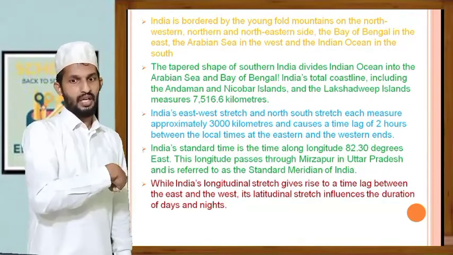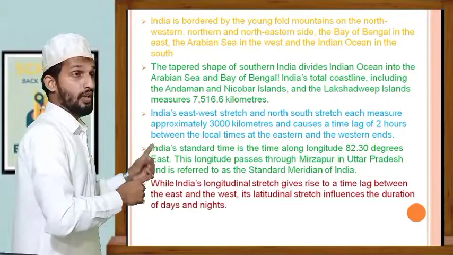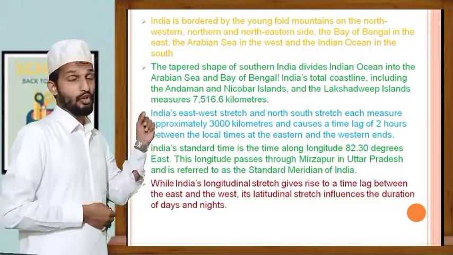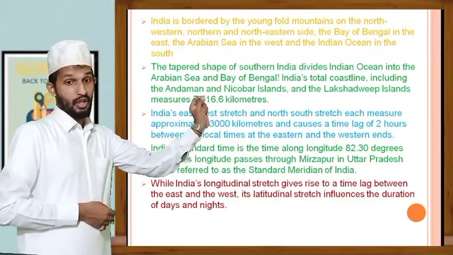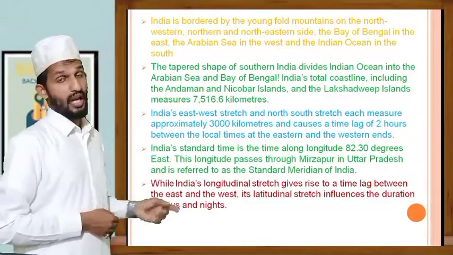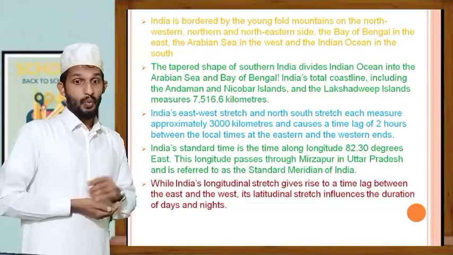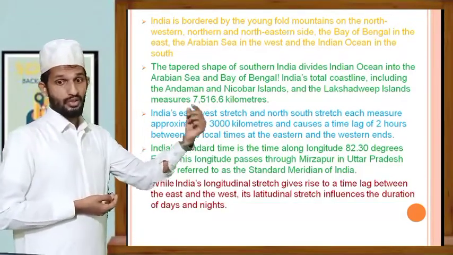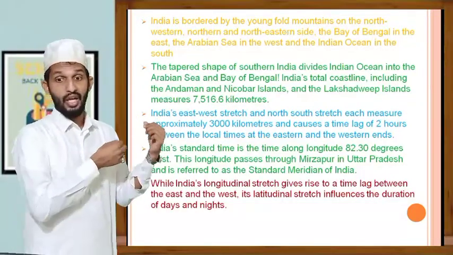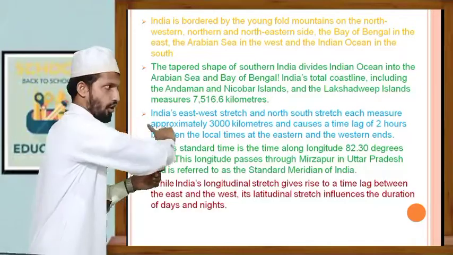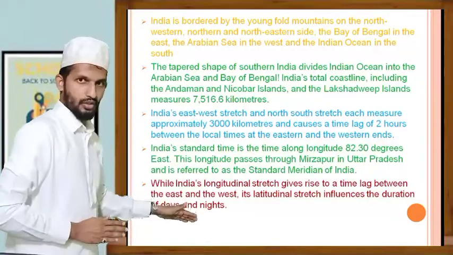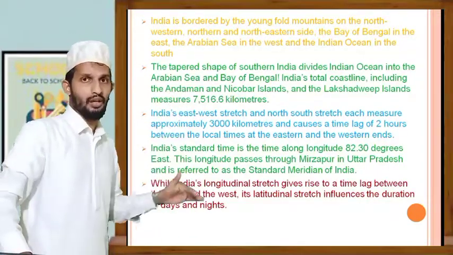It's a small difference and causes a 2 hour time lag between the east and west side. India's standard time is along the longitude of 82.30 degrees, which passes through Mirzapur in Uttar Pradesh and is referred to as the standard meridian of India. While India's longitudinal stretch causes a time lag between east and west, the latitudinal stretch influences the duration of day and night. Longitude is the line that shows the time lag, and the north-south stretch shows latitude. It shows the difference in day and night.